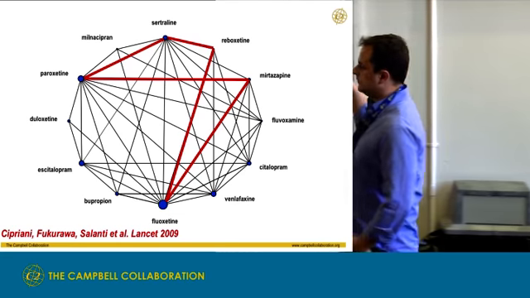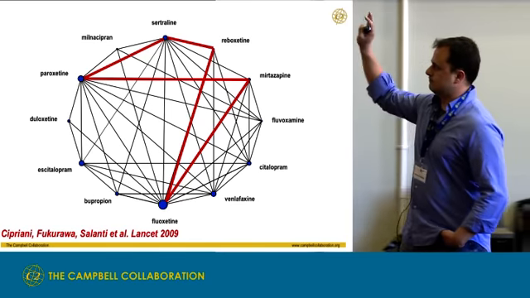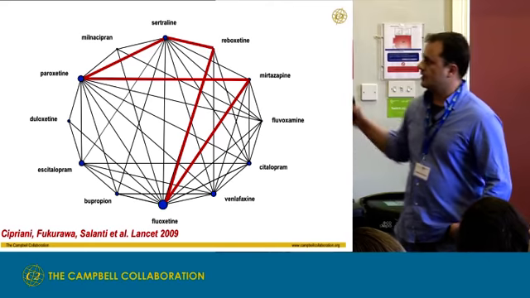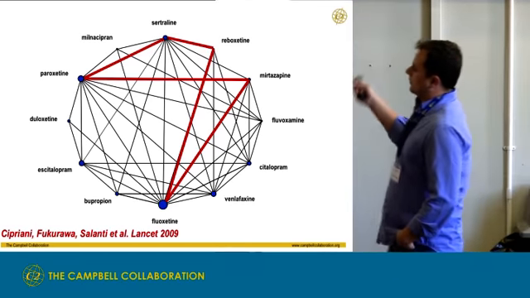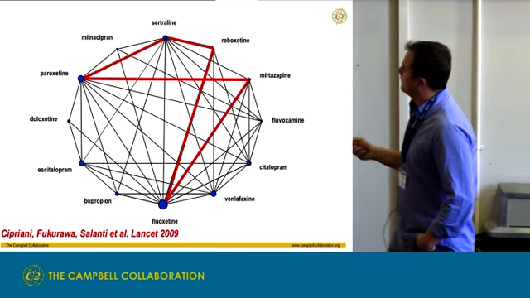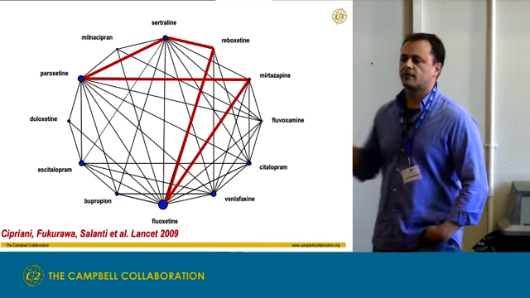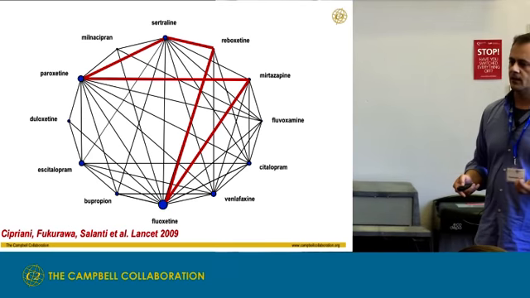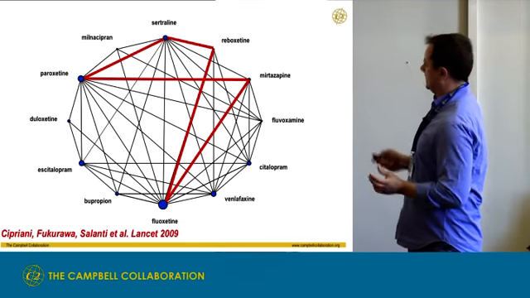This is a network plot. It usually accompanies any network meta-analysis. It's a bunch of nodes and edges. Nodes refer to treatments. Edges between 2 nodes refer to the fact that there have been studies comparing these 2 treatments. So for example, there is an edge from milnacipran to sertraline. That means that there are studies that have compared milnacipran to sertraline. So we have direct evidence about milnacipran and sertraline.